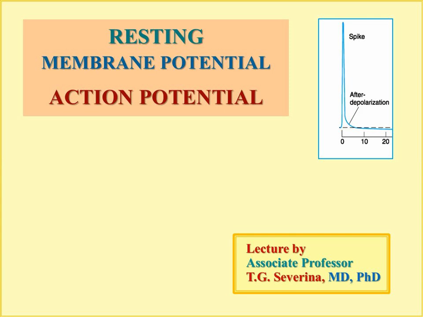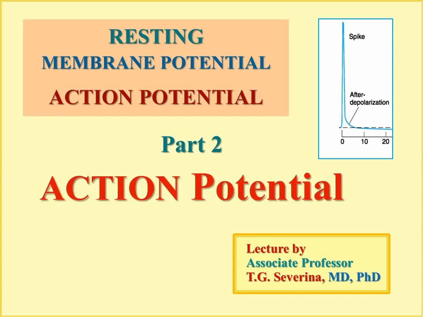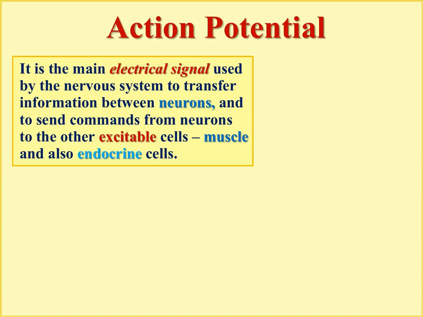This is the second part of the lecture on the basis of the electrical signaling. And now we come to consideration of the action potential. Action potential is the main electrical signal that is used by the nervous system to transfer information between neurons and also to send commands from neurons to the other excitable cells, such as muscle and, in some cases, endocrine cells.